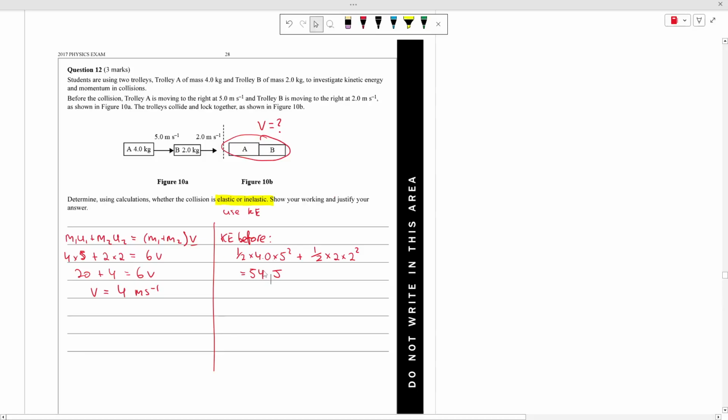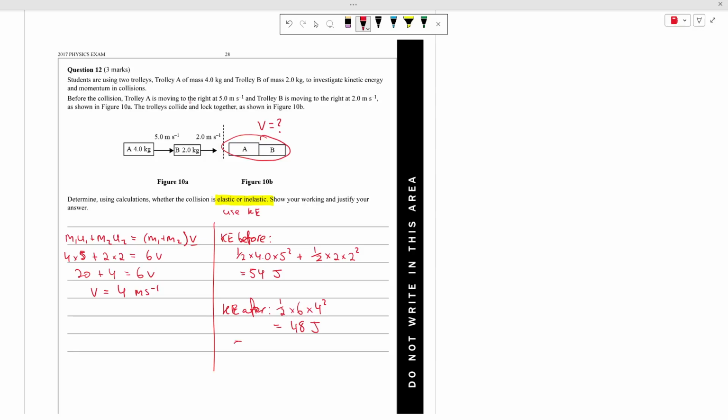I'll double check that in a second. I'm just going to rush through this. You might have done it already and got a different answer. That's okay, I'll correct myself if I'm wrong. Now, the kinetic energy after. You treat this as one thing now, so there's a combined mass of 4 plus 2, which is 6, and we've worked out it's traveling at 4 meters per second, so 4 squared. That's going to be 3 times 16, which is 48 joules. So it's lost kinetic energy in total.